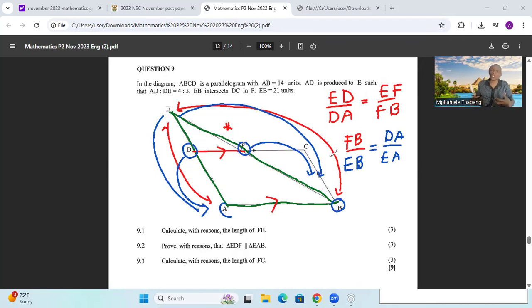So you can apply the proportionality theorem differently, or you can even decide to start with EA or EF. I already started with EF. You can even say EB. You can apply it the way you want. You can say EB over EF equals EA over DC. The reason is still the proportionality theorem. Make sure that you write the reason.